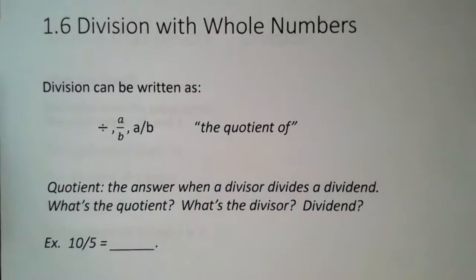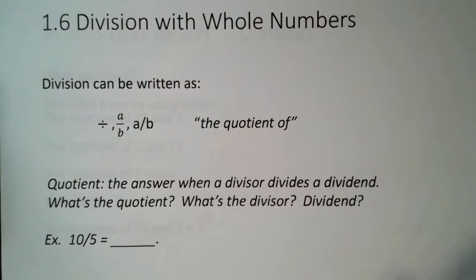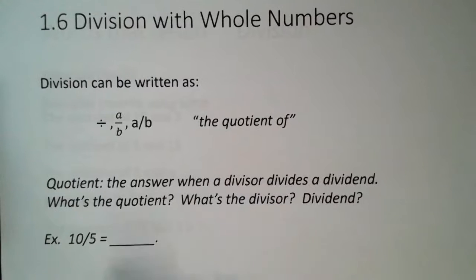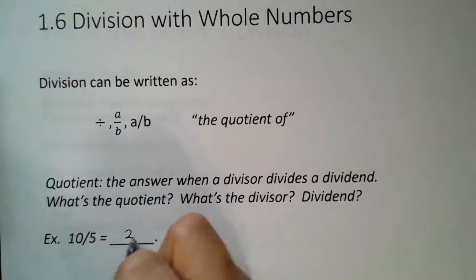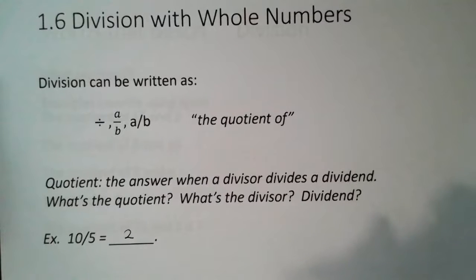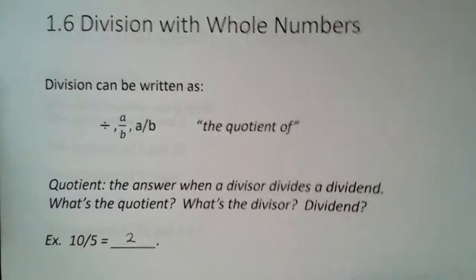So let's say, for example, here, the quotient is also the answer when a divisor divides a dividend. So what is the quotient? So here, 10 is being divided by 5. In this case, 5 would be the divisor, right? And the dividend would be 10, and the quotient would be 2. Okay?